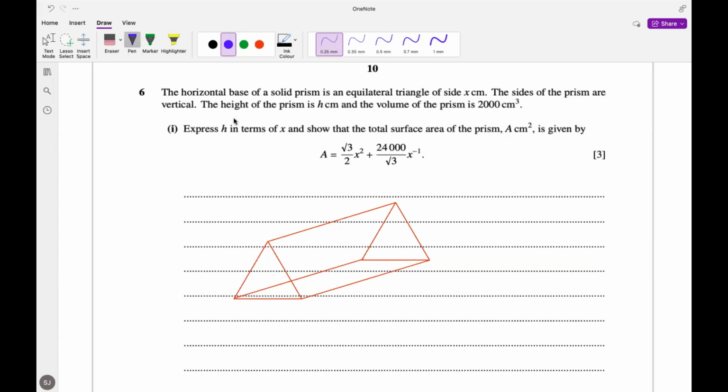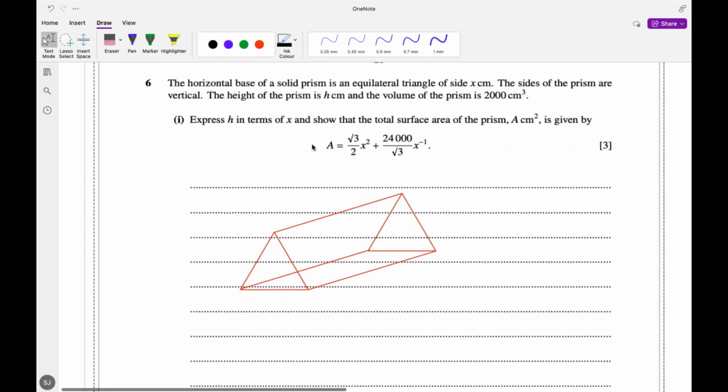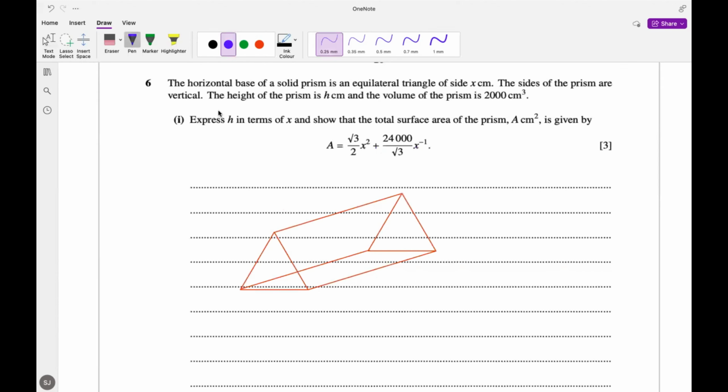In question 6, we have been given that the horizontal base of a solid prism is an equilateral triangle. The sides of the prism are vertical. The height of the prism is h and the volume is 2000. We have to express h in terms of x and then show that the total surface area is given by the following. Now to understand this question, first we need to understand what a prism is.